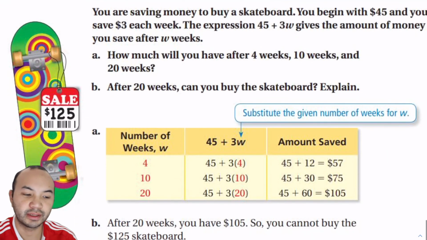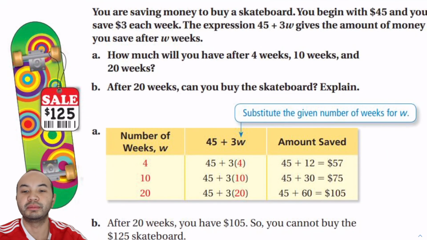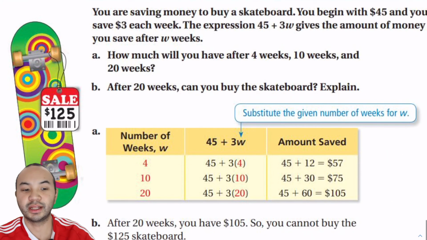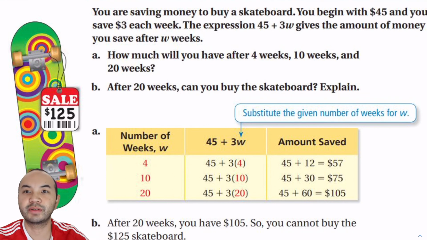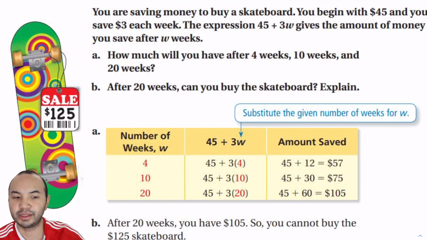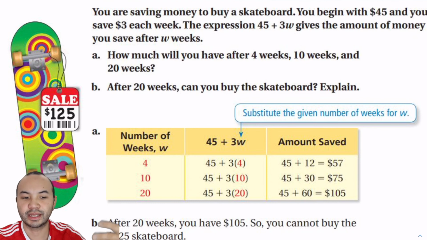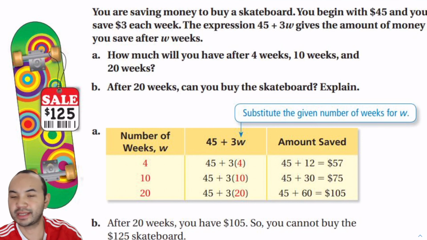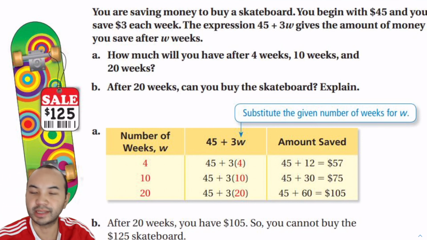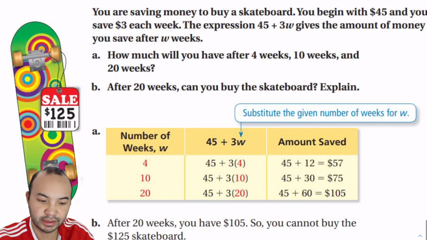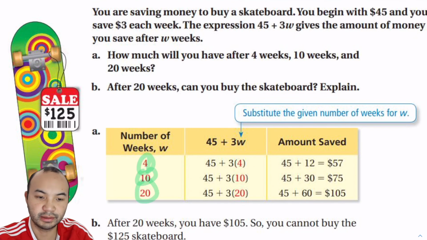So here's a problem here. You're saving money to buy a skateboard. You begin with $45 and you save $3 each week. The expression 45 plus 3W, that's the amount of money you save after W weeks. How much will you have after 4 weeks, 10 weeks, and 20 weeks? After 20 weeks, can you buy the skateboard? Explain. So you can just make a table like this where the number of weeks here, 4, 10, 20, right?